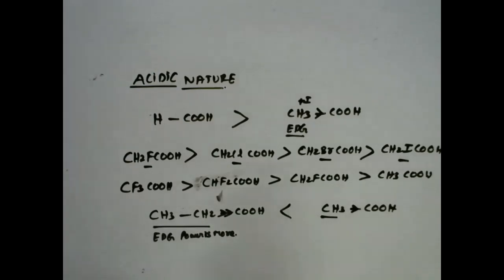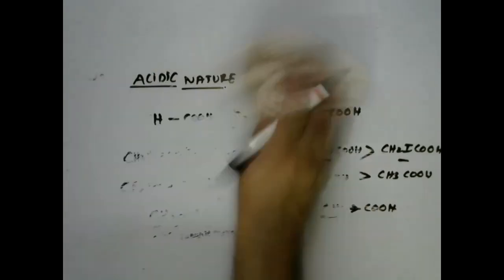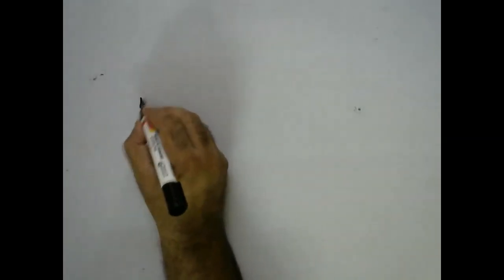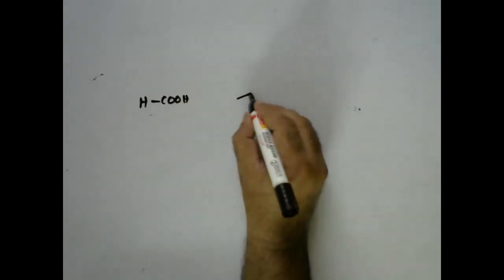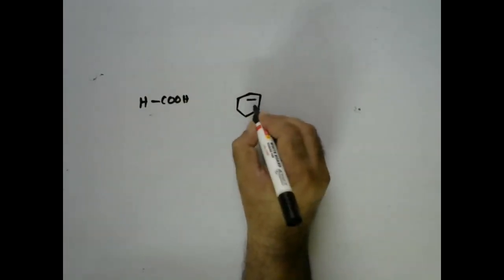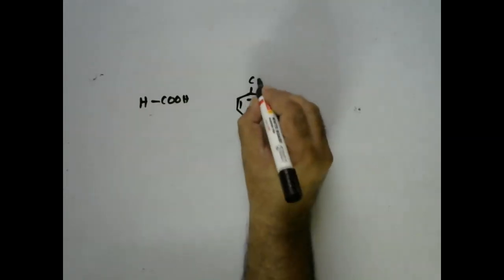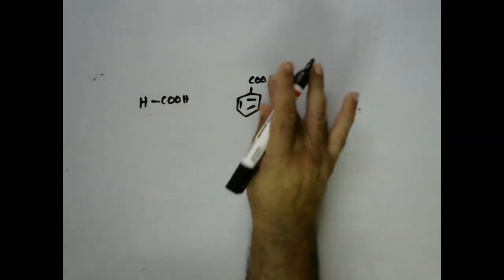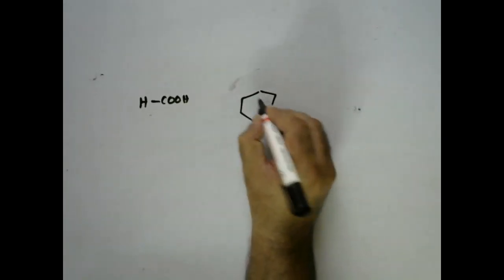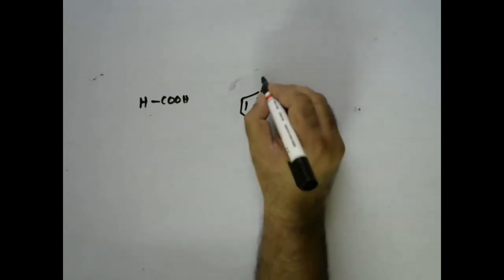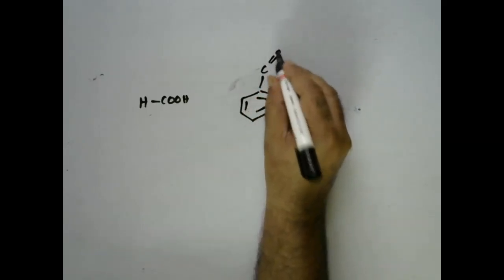Now let us see some more examples. Let's compare the acidic nature of formic acid, benzoic acid, and acetic acid. Let's see out of the 3 which is more acidic, which is less acidic, even less acidic, and so on and so forth.